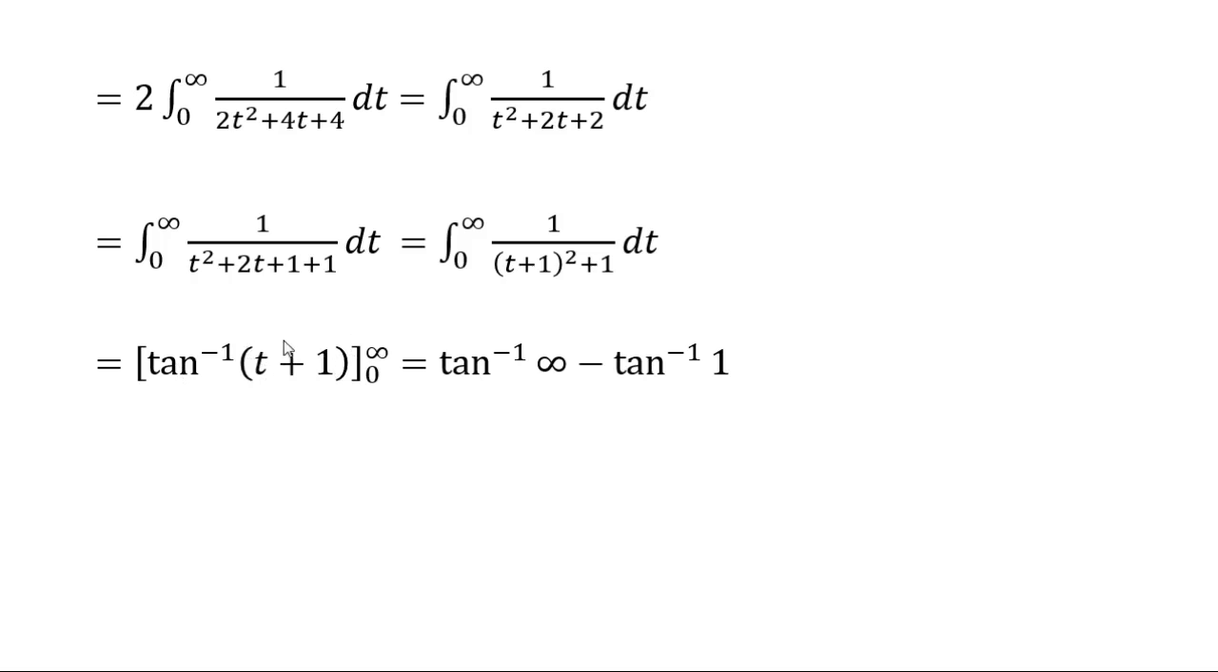So when I put t is equal to infinity, this is tan inverse infinity minus tan inverse 1, when I take t is equal to 0. Tan inverse infinity is pi by 2 and tan inverse 1 is pi by 4. Their difference is pi by 4. So pi by 4 is the answer to this question.